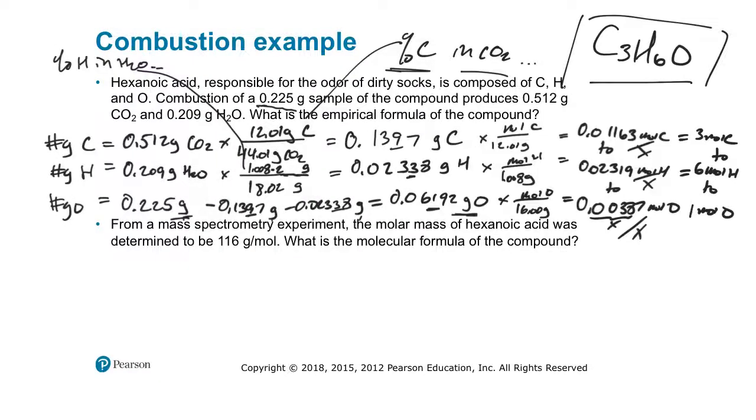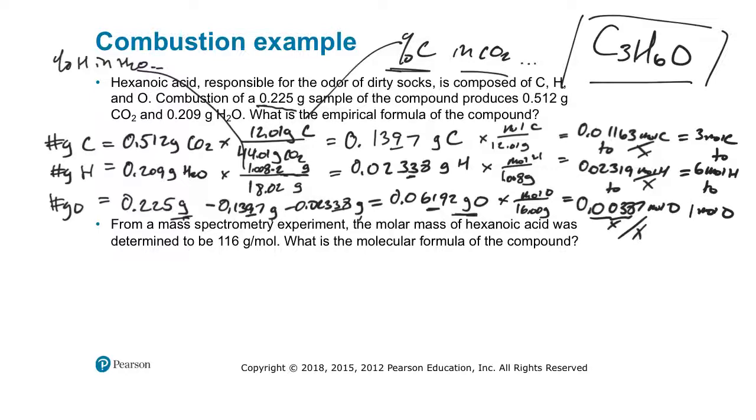Okay, so we find the smallest quantity of moles, divide all of them by that amount. That's the moles of O. So we get 1 mole of O. Then it works out to 3 and 6 for C and H. So we get an empirical formula of C3H6O.